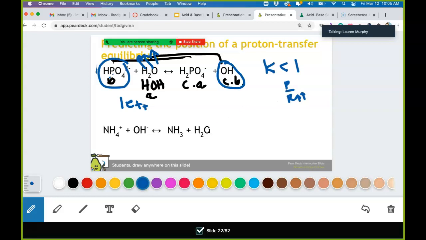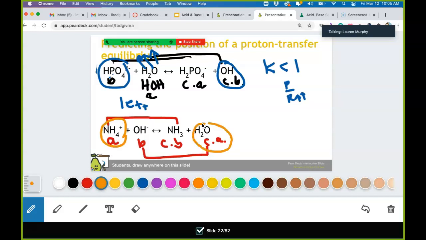Okay, let's do one more practice. So let's identify conjugate acid-base pairs. This is the acid. Why? Because it lost a hydrogen. So this is a base, and this is the conjugate acid, it accepted a hydrogen. And again, we can either focus on the two acids or the two bases. It doesn't matter. So let's look at the acids first.